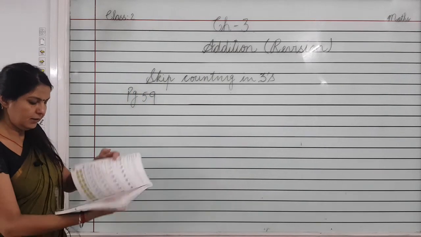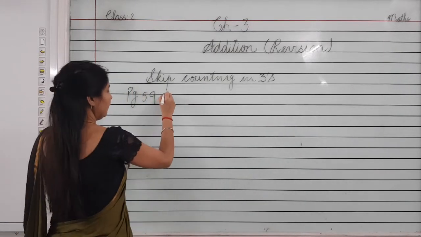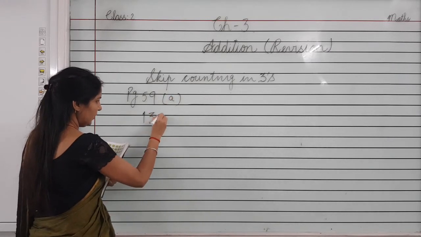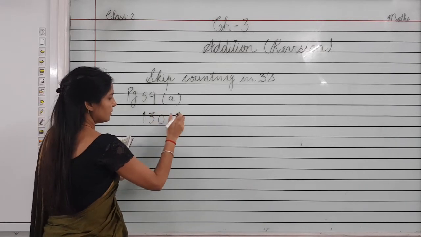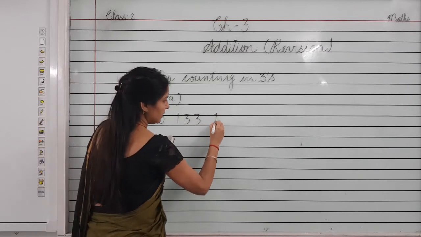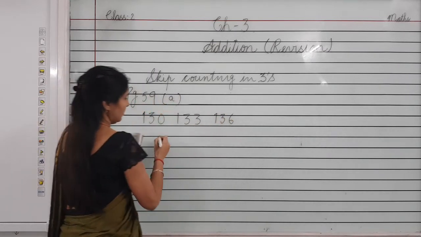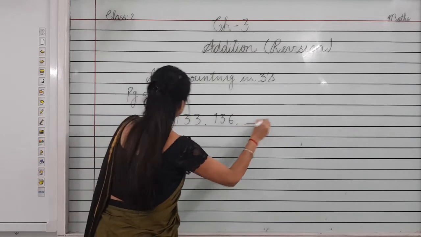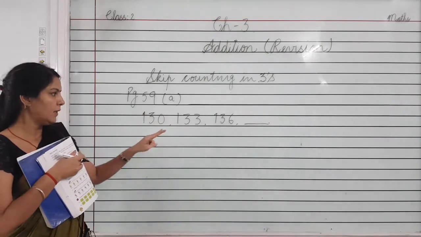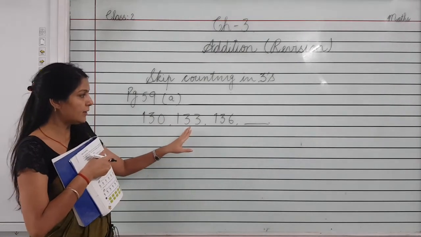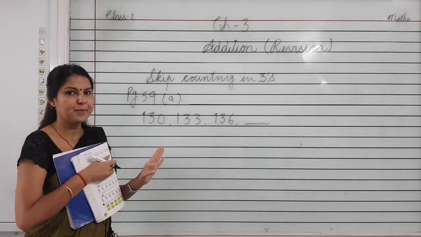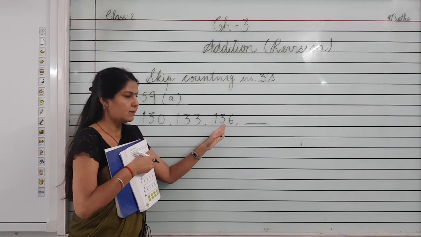Page number 59, question number A, we can see. Numbers are 130, 133. These numbers are already written in the book, in the question, and 136. Now, see here, after 130, 131 and 132 are skipped and 133 is written. After 133, 134 and 135 are skipped and 136 is written.